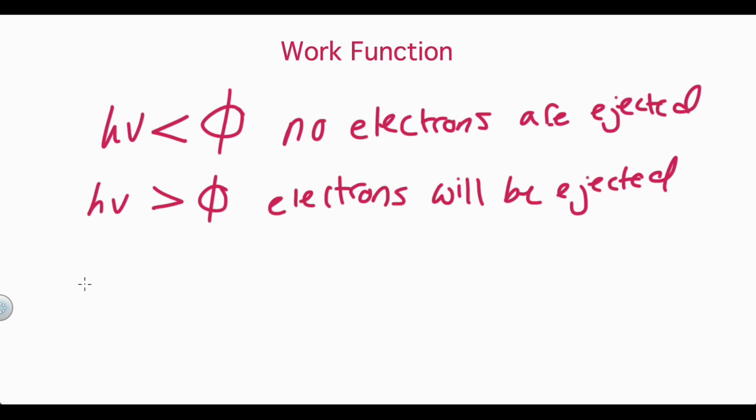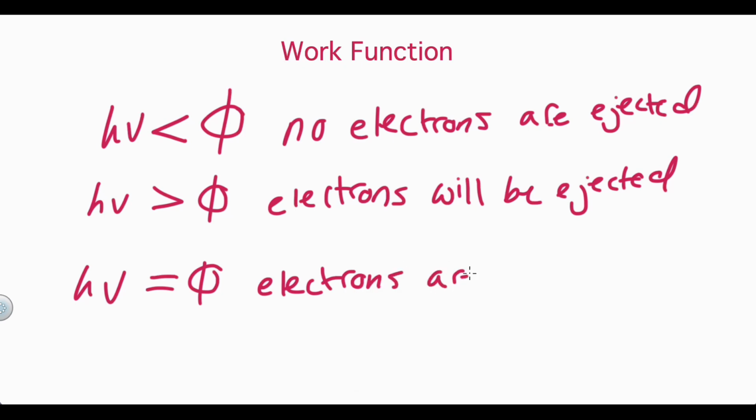And finally, when the energy of the photon equals the work function, electrons are ejected. What do you guys think the kinetic energy of the electrons is when the energy of the photon equals the work function? What do you think? Pause the video and just say it out loud. Okay. Kinetic energy of the electron will be equal to 0. Because there is no remaining energy to give to the electrons, so they're at 0.